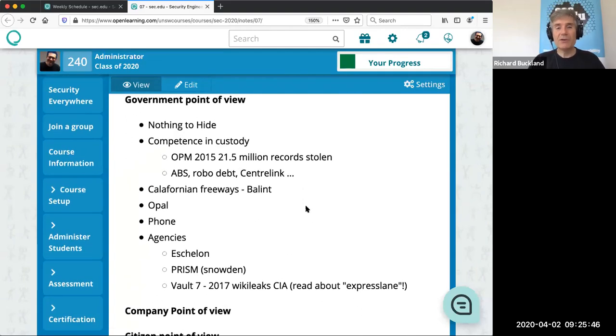So what's the government point of view? A, if you have nothing to hide, then why wouldn't you share the data with us? Why do you care if we read your emails if there's nothing in them, if you're not breaking the law? We won't tell anyone, you can trust us. Why don't you want us to know your identity on your mobile phone? Why don't you want us to track your location all the time? I mean, that could be useful. If you had a heart attack, we'd know where you are.